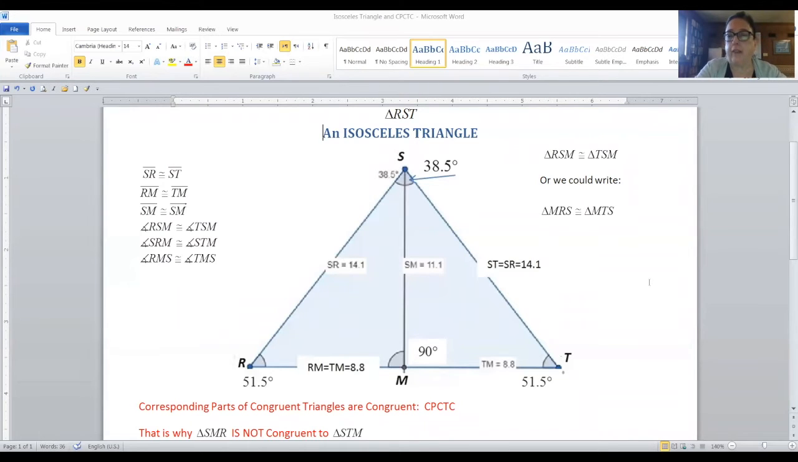Okay, so here is triangle RST again. I took a snapshot of it so we could examine it, and I verified that everything that I just said was true is true for this example. Right now it's just an example.